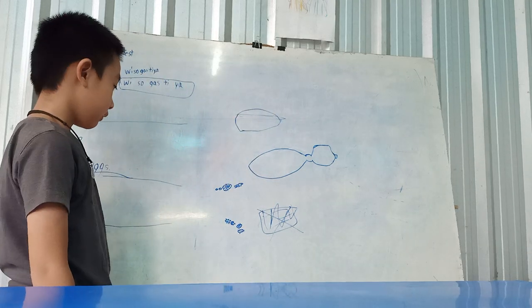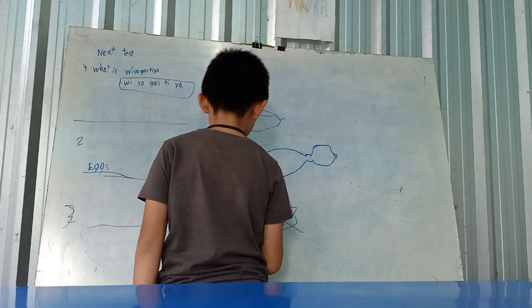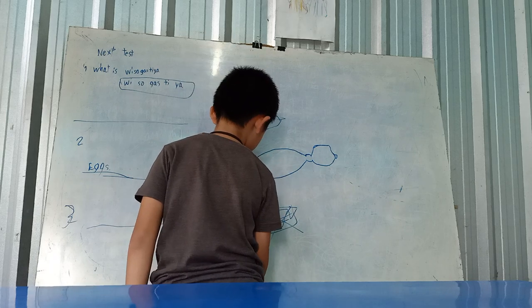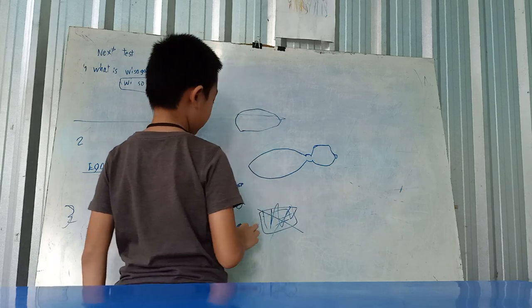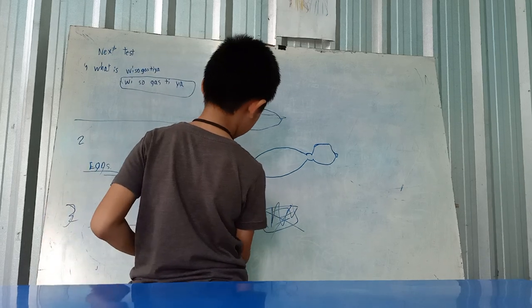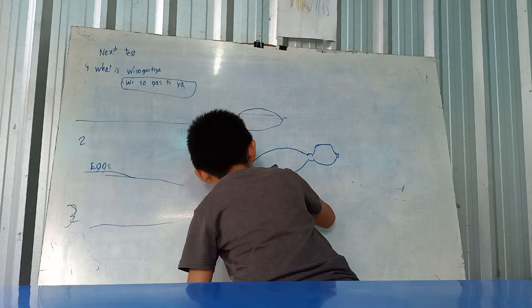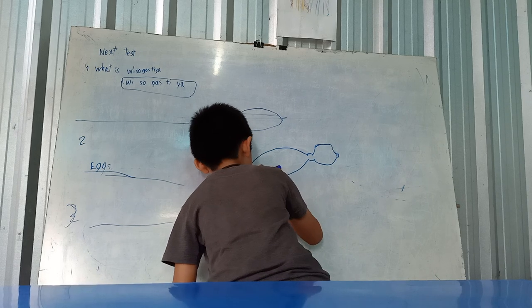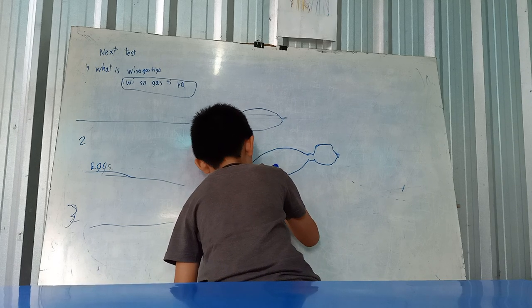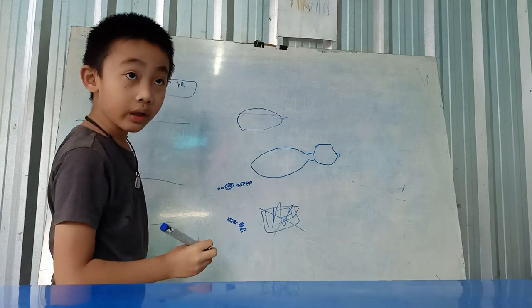It's used by ants to make a web, like a silk web, so that they can see what's inside the ant colony. But if it's not, that means it's going to be ready to be an adult worker. Okay? Yes.